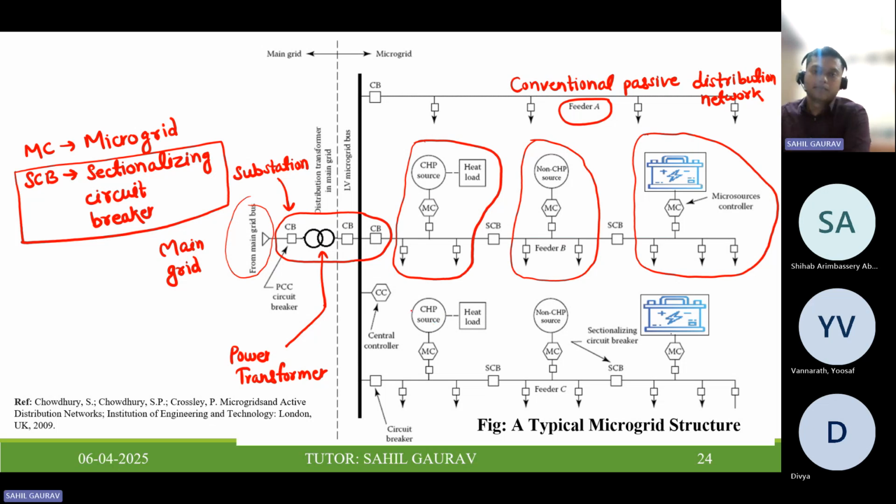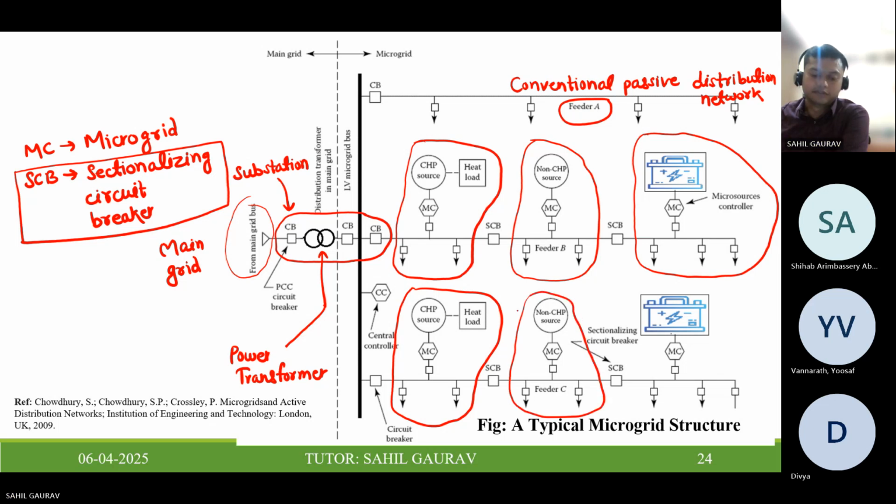CHP denotes combined heat and power source. So again, on this side we have one microgrid. Then this is another microgrid. So there are several microgrids in a distribution network, where these are connected to the primary feeders.